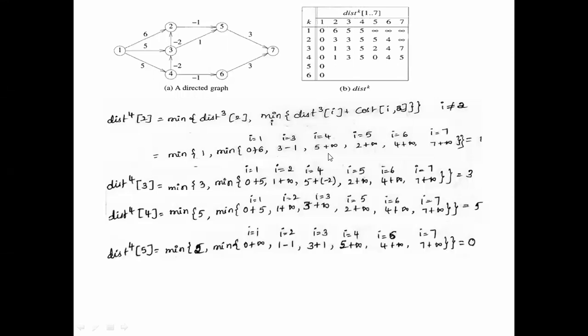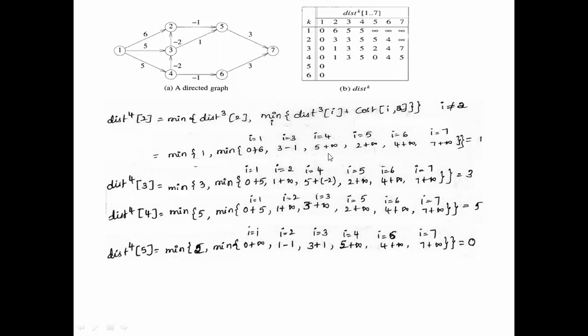For 5, whether we could change it, we have to check now. So 1 to 5, we don't have a direct edge. So it is infinity. Then 2 to 5, we have minus 1. So 1 minus 1, it is equal to 0.